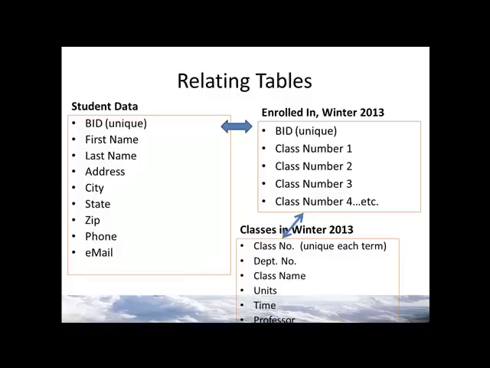At Cal Poly, a class number is often called a CRN number. If Paul Smith has the Bronco ID 123456789, and I want to see what he is taking in winter, I have to link the student data table to the enrolled in table. I do this through the Bronco ID, which is also known as the primary key.